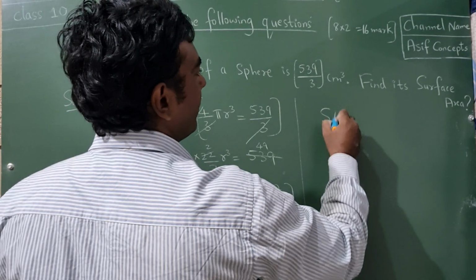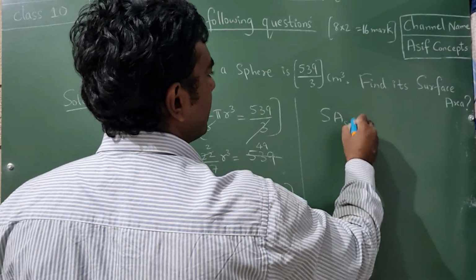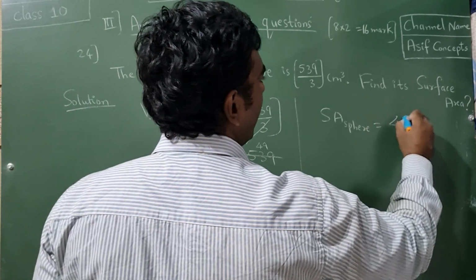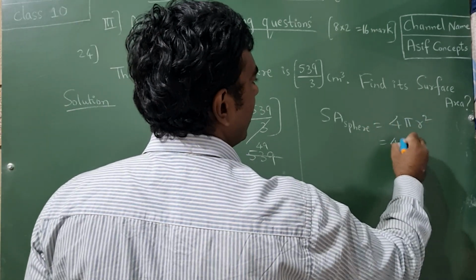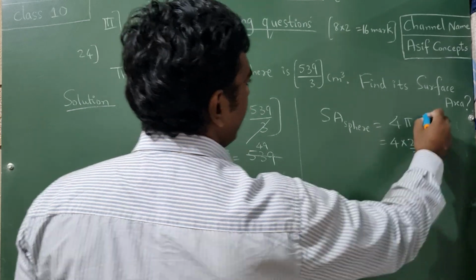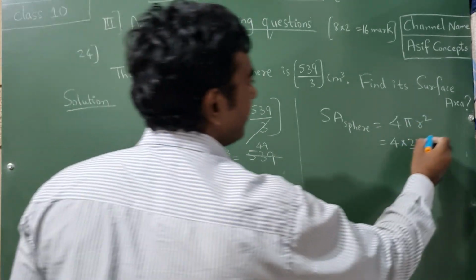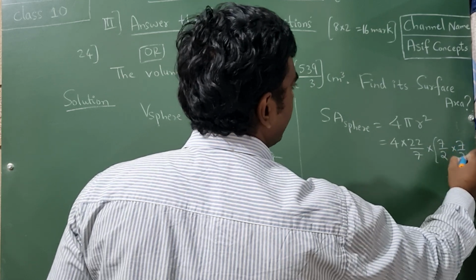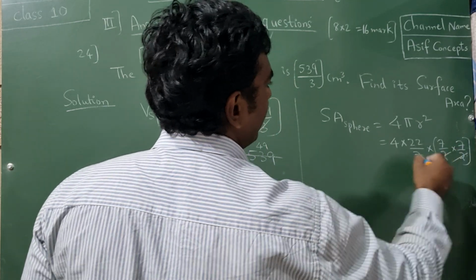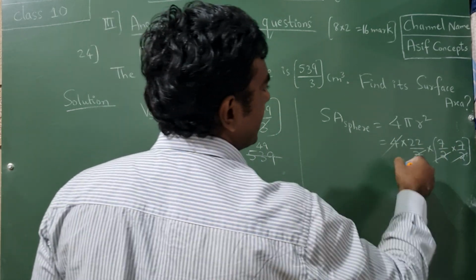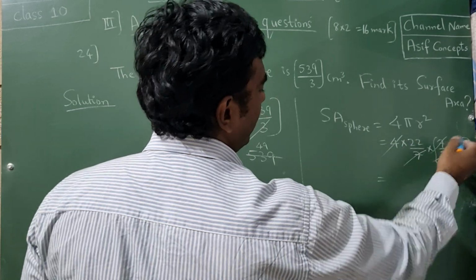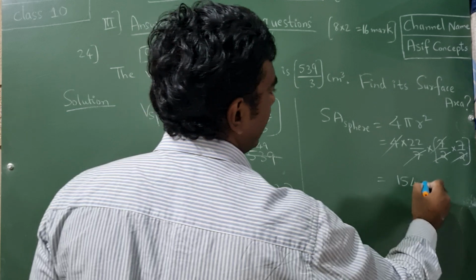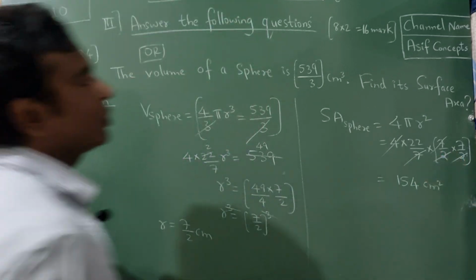Now surface area of a sphere. Surface area of the sphere formula is 4 pi r square. 4 into pi value is 22/7, and r value is how much? 7/2. Since it is a square, I am going to write 2 times. Okay, 2 twos are 4, so 4 get cancelled. 7 ones are 7 ones are. So 22 into 7 is 154. Since it is an area, it should be written in centimeter square.